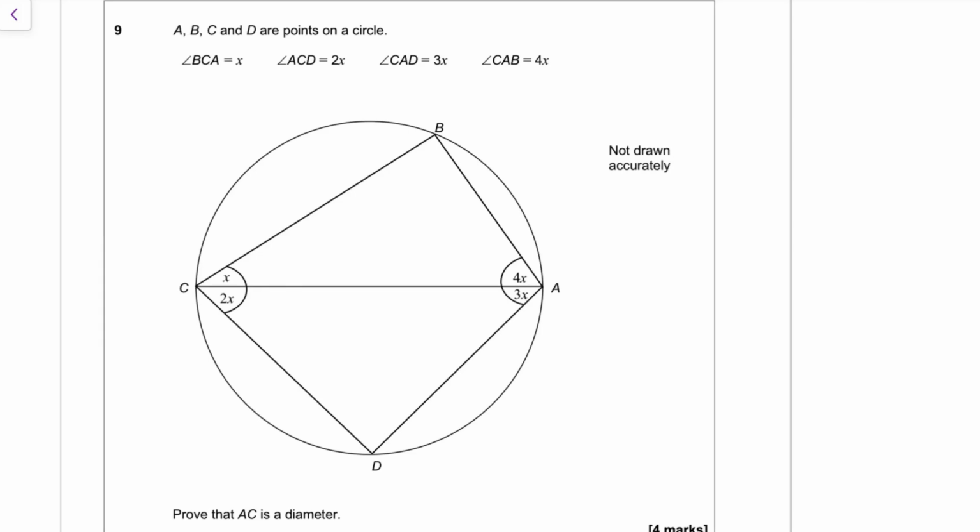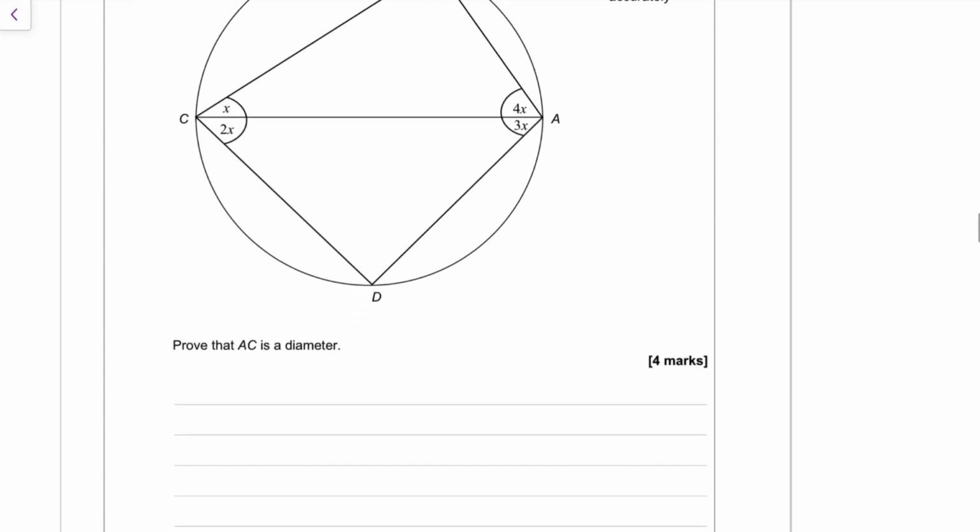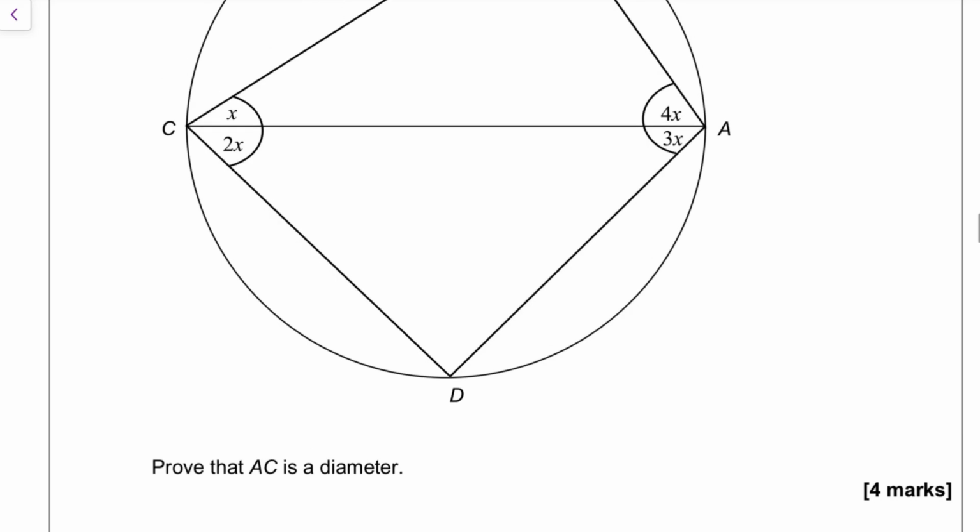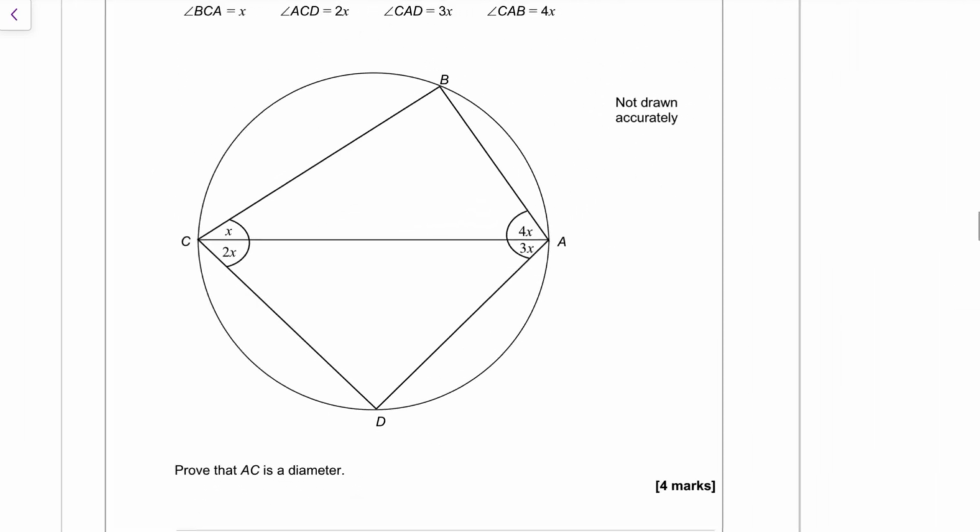A, B, C, and D are points on a circle. B, C, okay, so it's label all the points. Oh, okay. Prove that AC is a diameter. Now, it's a circle theorems question. It's based on the idea that if that is 90 degrees, it means AC must be a diameter. And if AC is a diameter, it means that must be 90 degrees. It's what's called an if and only if relationship. How are we going to do this?